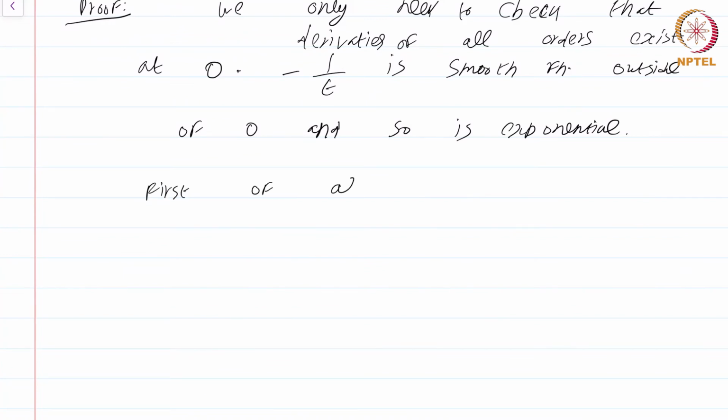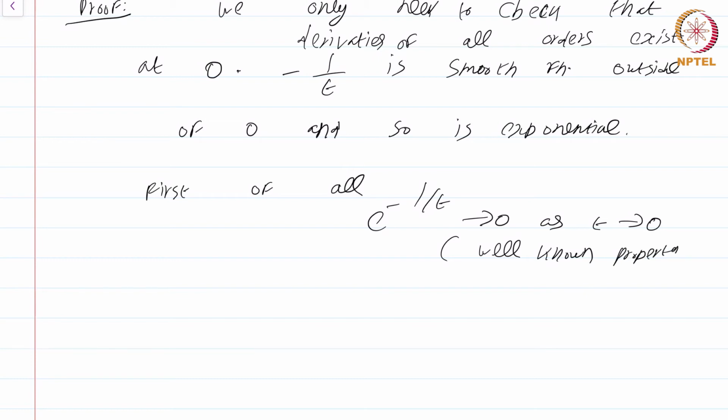First of all, e power minus 1 by t converges to 0 as t goes to 0. This is just a well-known property of the exponential function.